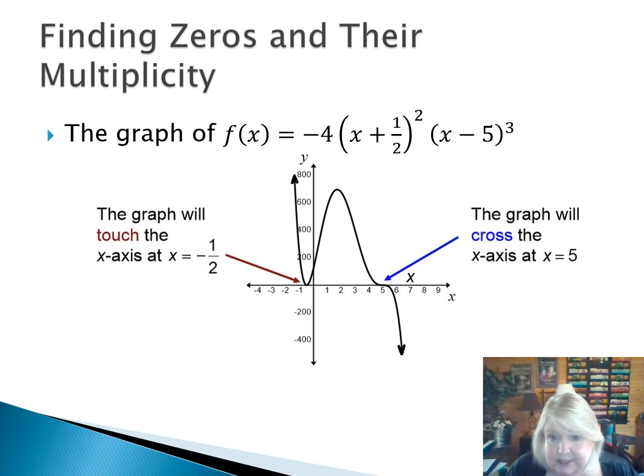And to show you exactly what happened, this is the graph of that function. Notice that at negative 1/2 it touched and turned. But out here at 5, which had multiplicity 3, it actually crossed. Notice also that with multiplicity 3, it flattened out a little bit as it crossed. It didn't shoot across like a line does. So that's multiplicities and what they tell us about our graph.